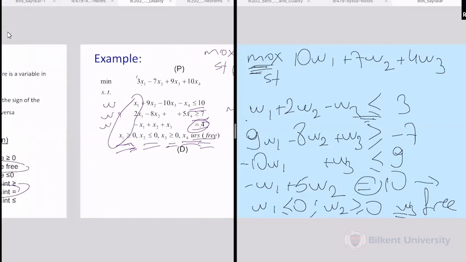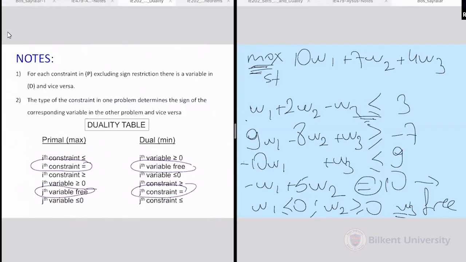Also, anything in the reverse form will go in the dual with the reverse form. If the constraint in primal is reverse, the variable in the dual will be less than or equal to. If the variable in the primal is less than or equal to, the constraint in the dual will be reverse. So the thing that's written on the right-hand side of the board is the correct dual for this constraint.